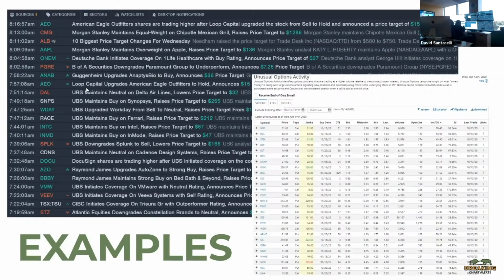And then I'm looking at our unusual options activity. So I'll do the same thing. Here's our unusual options activity. We post this in the trade room every day. And I'll say, guys, take a look. Here's the top unusual options activity.